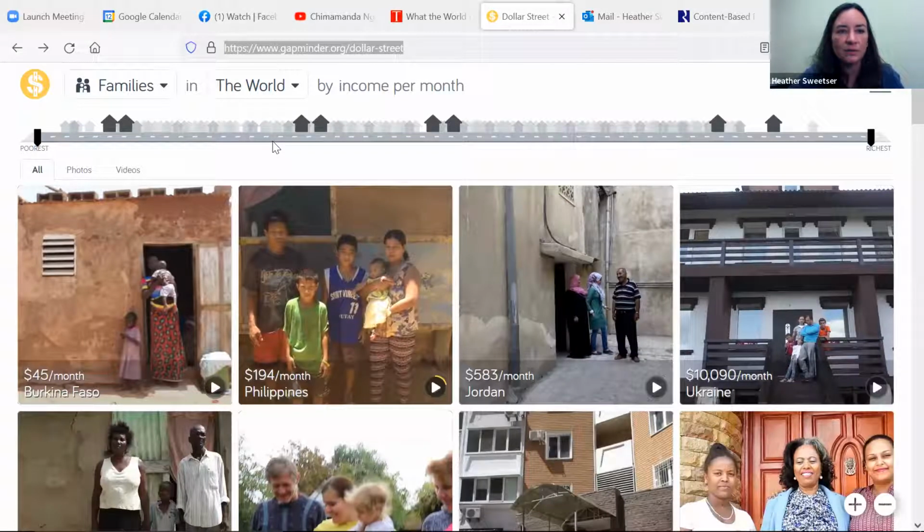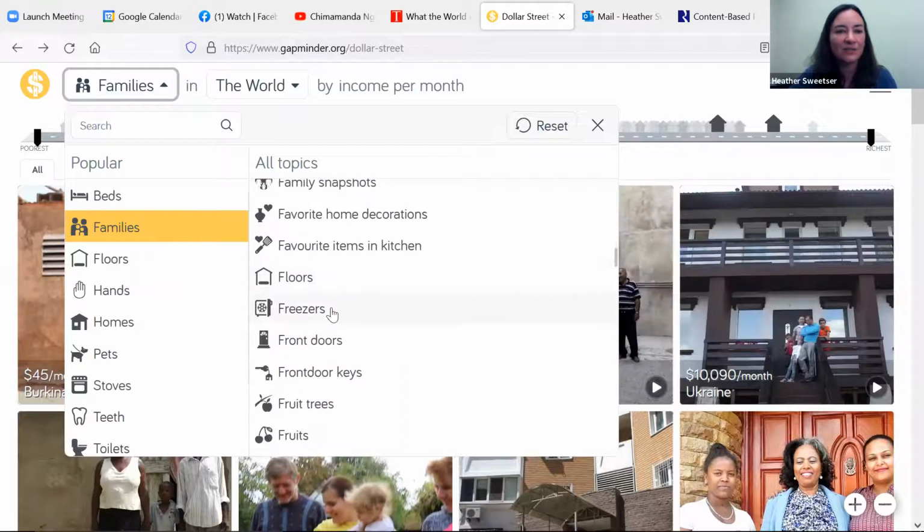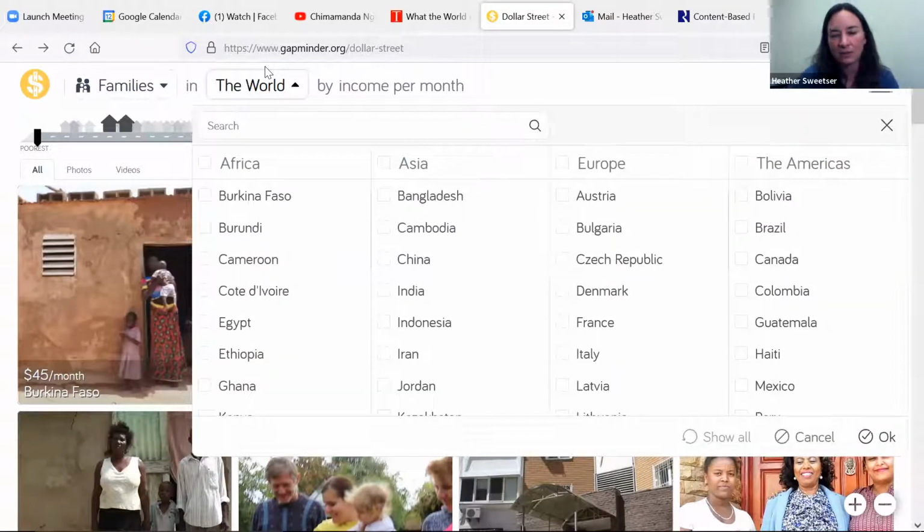And so what you can do is you can see the families and sort of compare how much they are making in a month, from rich to poor and everything else. If you click on this, you can look at specifics, like the beds, the floors, even what the hands look like. All topics: drying dishes, earrings, favorite home decorations. I don't get so specific with my students. I lead them to the world by income per month. And so you can look through the different countries.